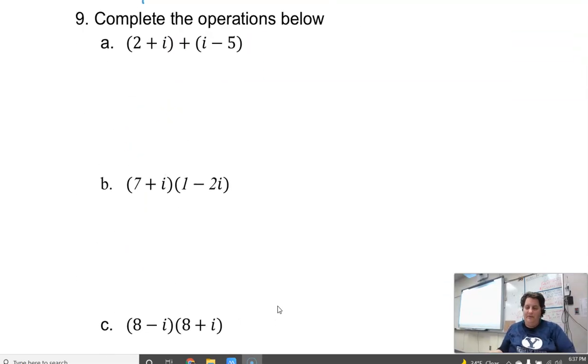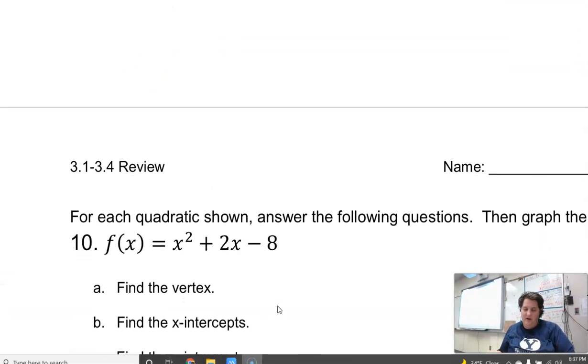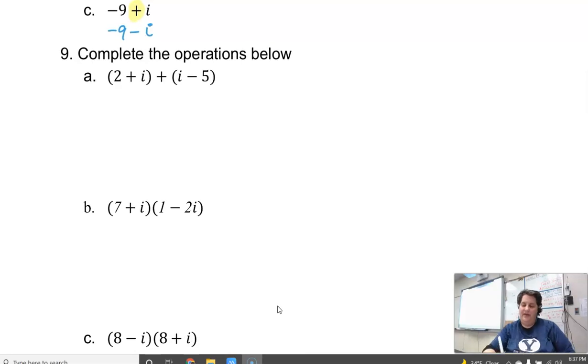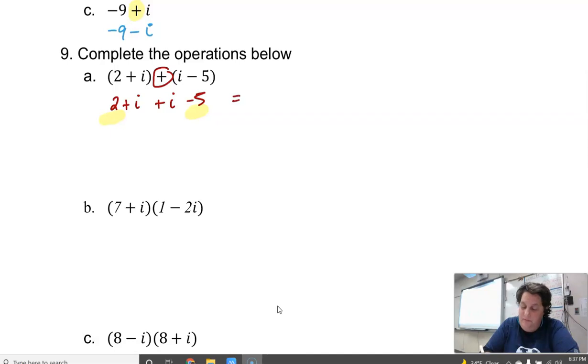All right, now before we do graphing, we're going to do a couple of operation questions, adding and some multiplying, okay? Guys, when you're adding, it's basically just combining like terms. Okay? So let me combine the real parts first. 2 minus 5 is negative 3. Now let me combine the imaginary parts. i plus i is 2i.